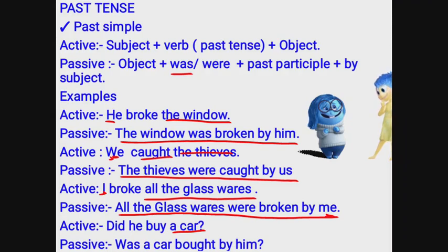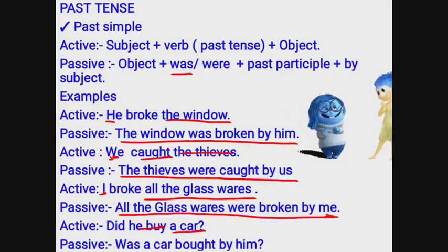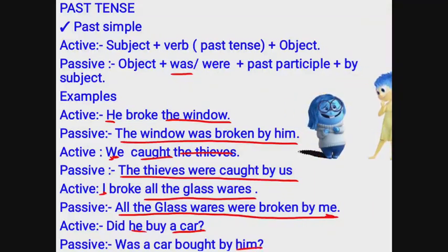Now, the next thing is to look at our verb. Our verb is buy. The past tense is bought. The past participle is what? Bought. So it becomes was a car bought by. Now our he changes to what? Him. If you remember our pronoun rule, he becomes what? Him. He becomes him.